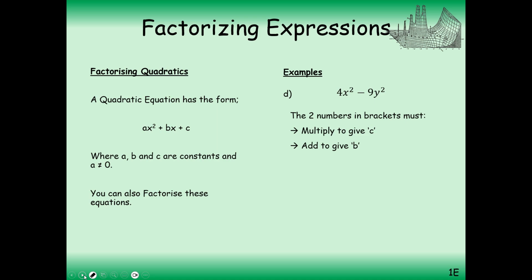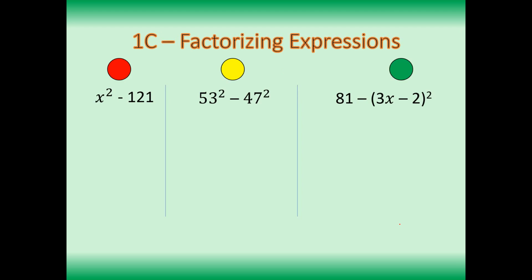So the 2x and 2x go in front of each bracket, and then you factorize. The square root of 9 is 3, plus and minus 3. So the sign of 3 has to change because of the minus 9 there. Alright, pause the video, have a go at these questions. The last one is quite challenging, but you should be able to do it after some thinking. So pause the video, have a go, and then I'll show you the answers.